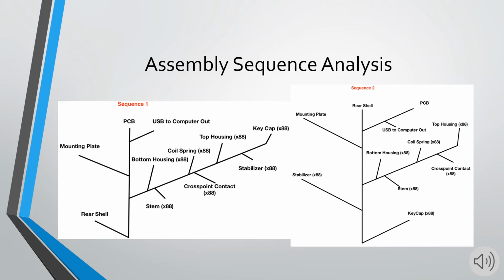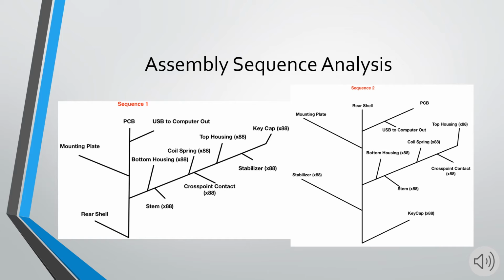Sequence 2, on the other hand, mounts the PCB into the rear shell before mounting other components, which offers a firm base that does not need to be handled cautiously. Sequence 1 mounts the keycap stabilizers and the keycaps before the key switch subassemblies have been mounted to the PCB, requiring that all 88 keys are individually held multiple times.